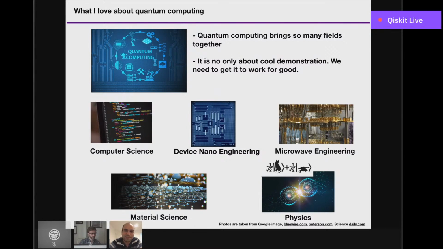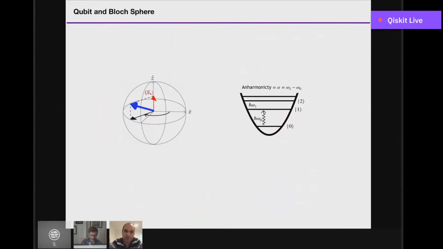In physics, we do a lot of other experiments also in my lab, and it's not only about a cool demonstration. There are lots of times that we show there is very interesting fundamental physics, but then we move on to the next interesting problem. Here, we need to get it to work, and it's for good. It could be life-changing. And I think these two make it a very different problem than the other standard problems.